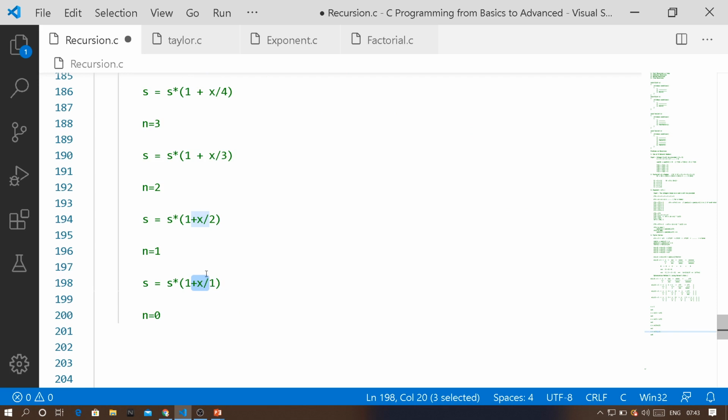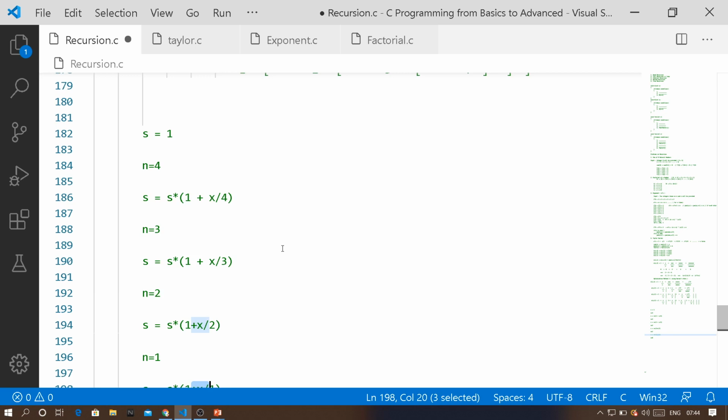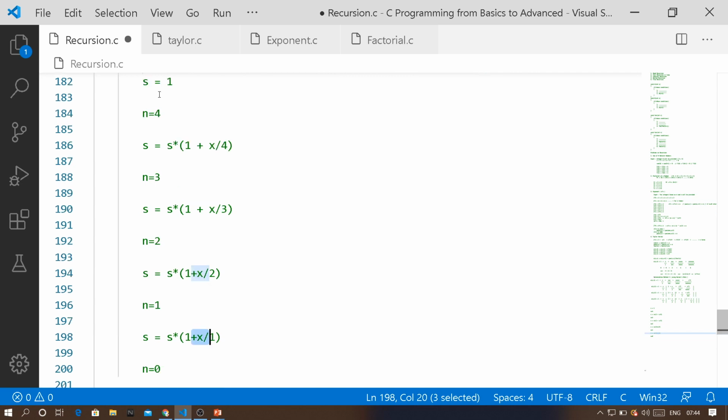Coming to the implementation, you see 4 multiplications are taking place when my n value is 4. If my n value is 10, then 10 multiplications. If n value is 20, 20 multiplications. If n value is 10 power 6, then 10 power 6 multiplications will be taking place. So this mechanism, let me represent it using a tree structure.